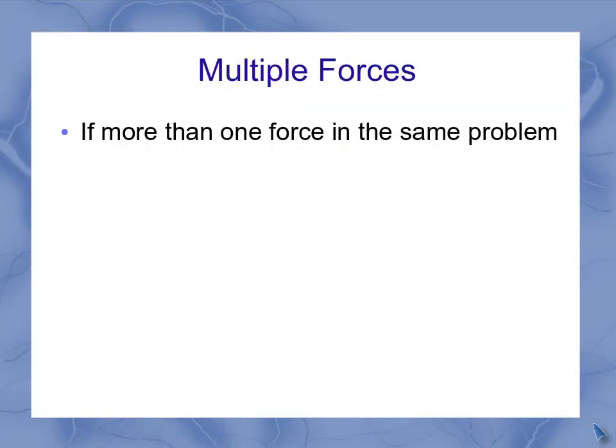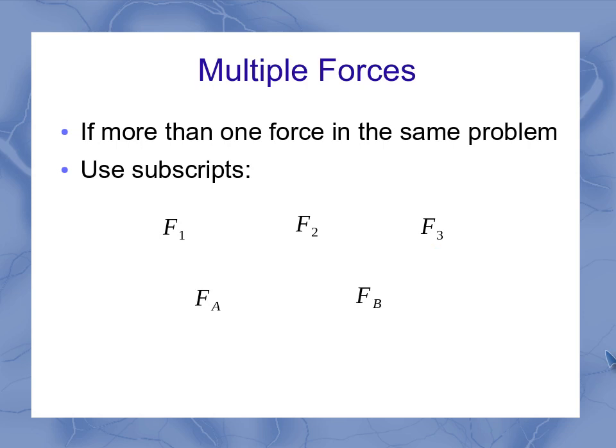If I've got more than one force in the same problem, I need to somehow keep those separated. One common way is to use subscripts. So for example, if I've got three different forces in the same problem, I can label them as F1, F2, and F3. Or I could use letters to separate them out, force A and force B. Another way that's common is to label them in terms of what's causing the force. So I might have an applied force, a force due to gravity, or an electric force.